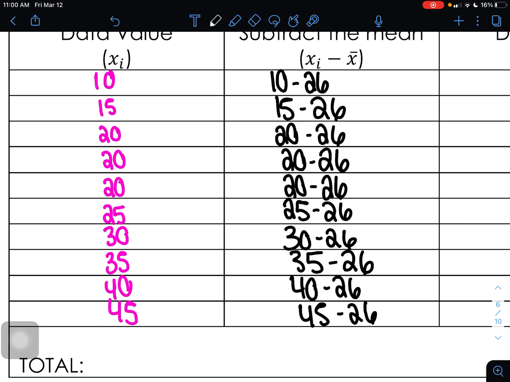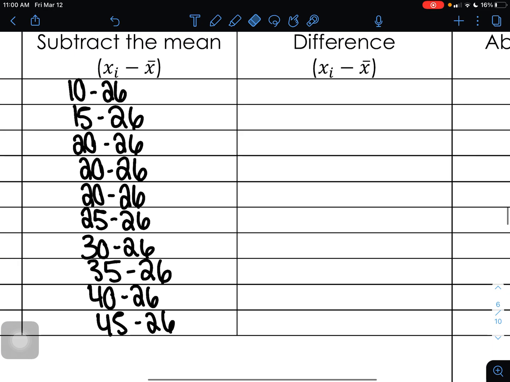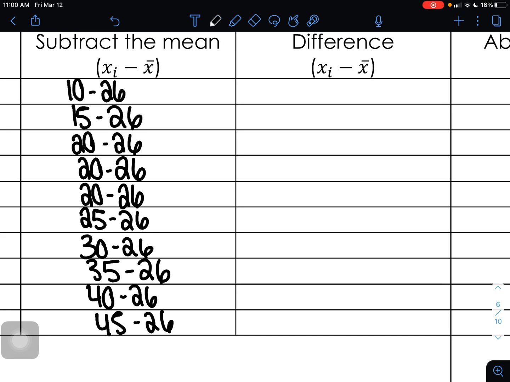If our mean was 13 instead of 26, what would we need to do? 10 minus, and I'm hoping you guys are seeing 13, if that was our mean. So in this next row, we're actually just going to do that subtraction. They want us to just go to the calculator and figure out what we get for each of these rows. 10 minus 26 is negative 16.